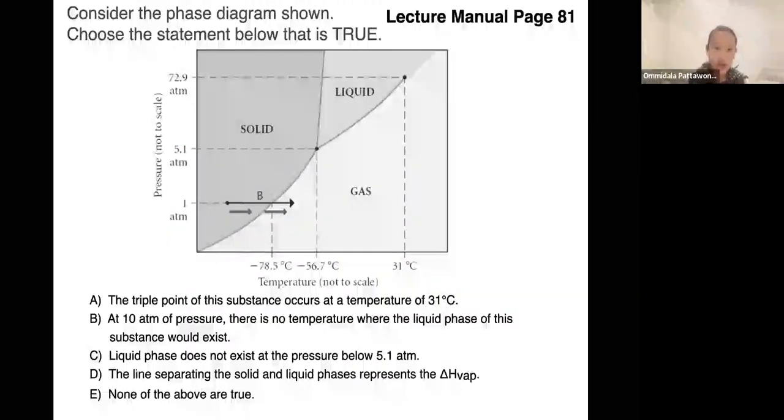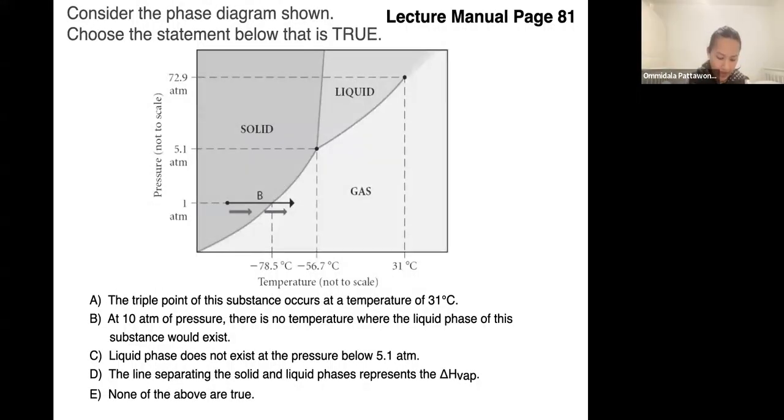Let's take a look at this problem, asking us to figure out which statement below is true. Let's look at A. A says that the triple point of this substance, so this is the triple point, occurs at a temperature of 31 degrees Celsius. If I look at the temperature, it is not at 31 degrees Celsius. So this is false. If you look at 31 degrees Celsius, and go all the way here, this point is what we call the critical point. And this is called the triple point. So they are different, which means A is false.